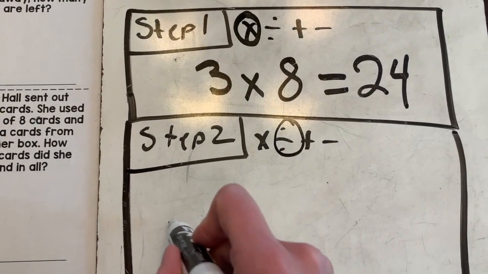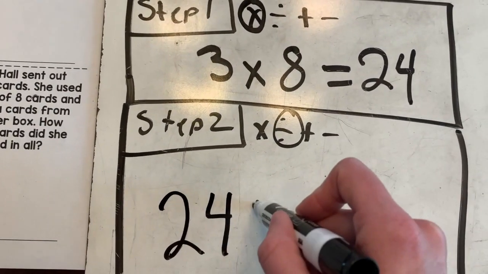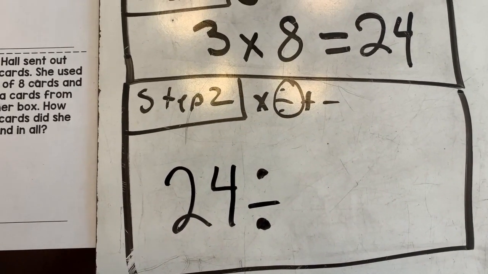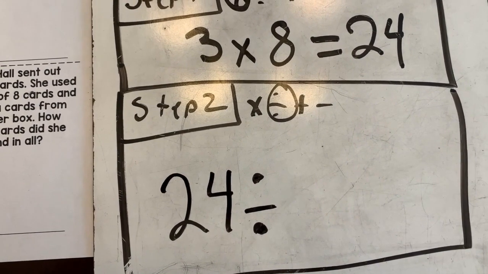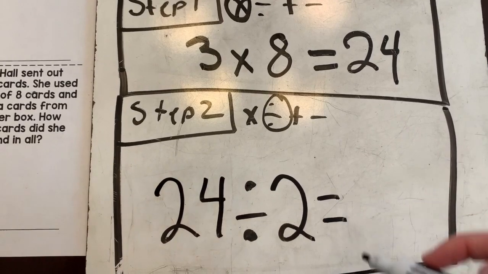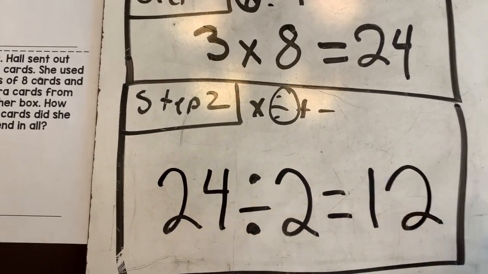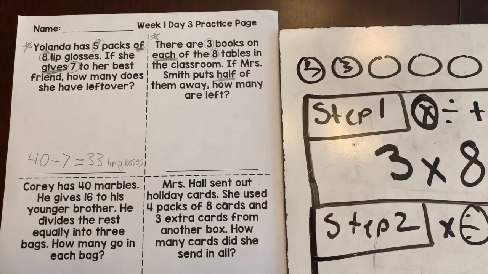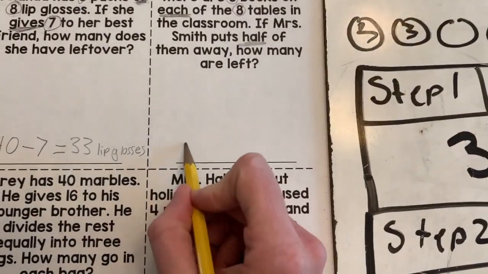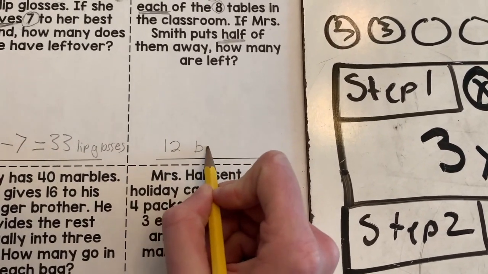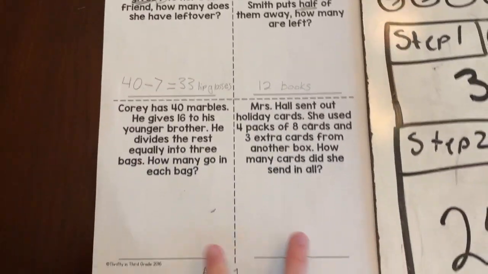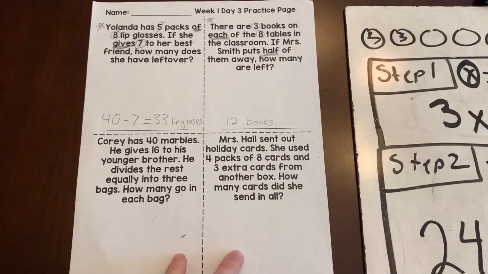Okay. 24 divided by, what number is half? If I want to cut something in half, I want to cut it into how many pieces? 2. 24 divided by 2 equals 12. 12 what? 12 books. Make sure that you write 12 books on the line. You'll have 2 more problems to do on this side of the page.